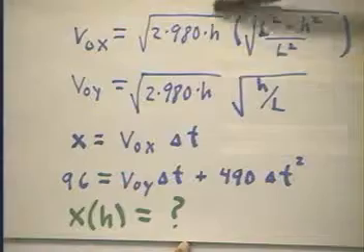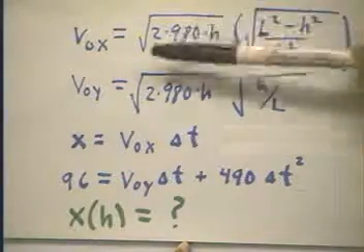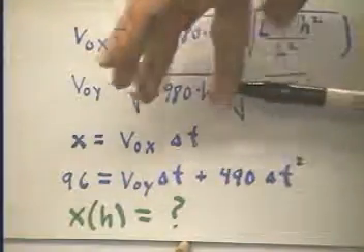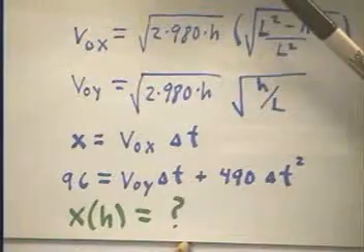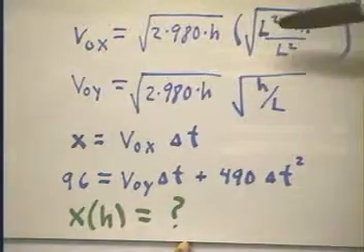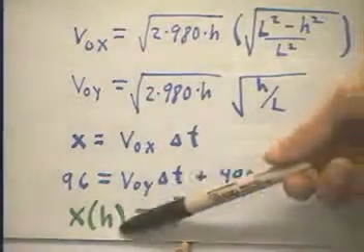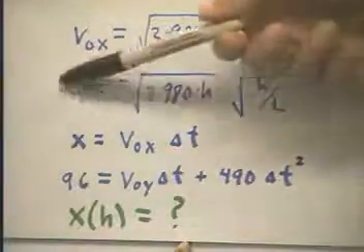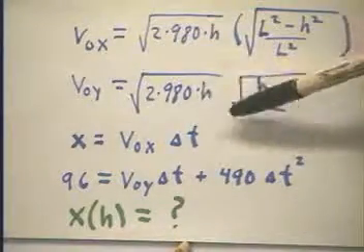But h is the variable here, because h is how high we're lifting the end of the ramp. We lift up the end of the ramp higher and higher, h gets greater and greater. And that affects how far the ball goes, which is what we're ultimately trying to find. Similarly, V0y is a function of h.